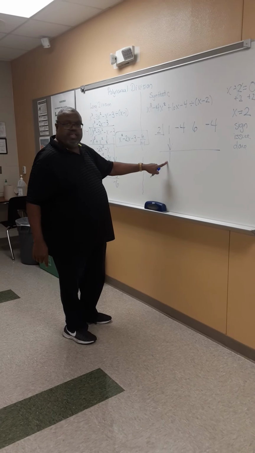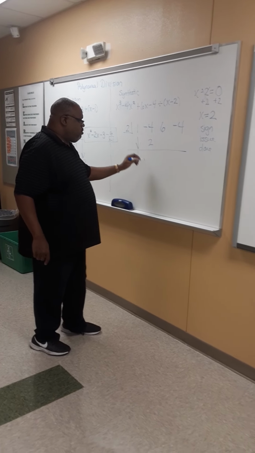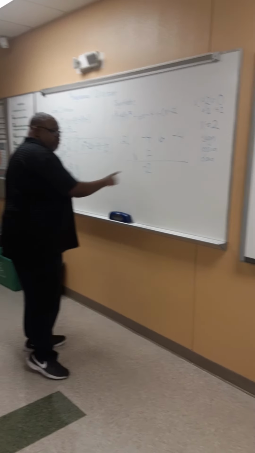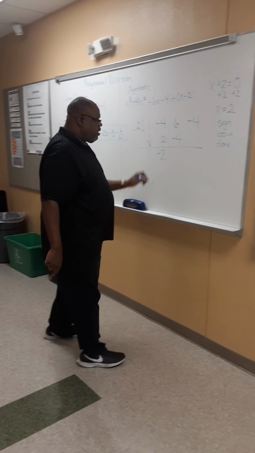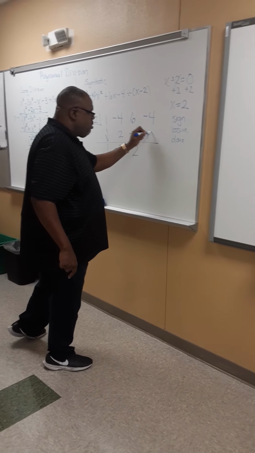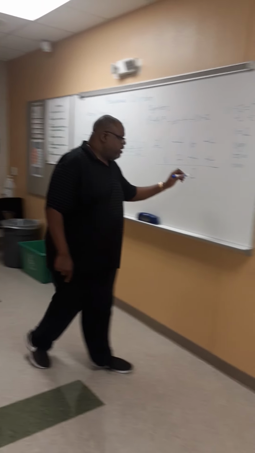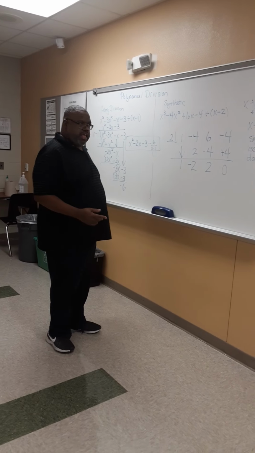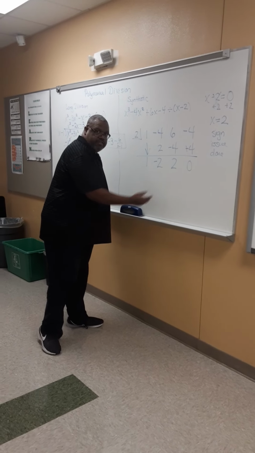2 times 1 is 2. Negative 4 plus 2 is negative 2. 2 times negative 2 is negative 4. 6 minus 4 makes 2. 2 times 2 is positive 4. Negative 4 plus 4 is 0. So now I got all these digits here, okay? So now I'm going to translate what the answer is from here, okay?